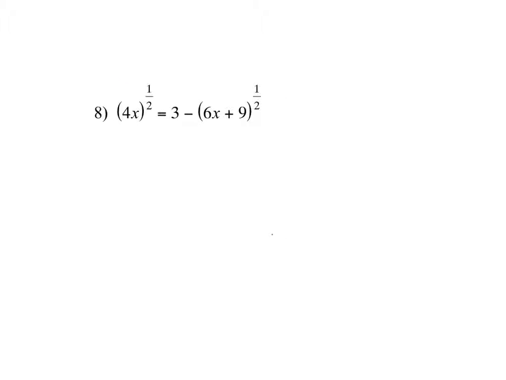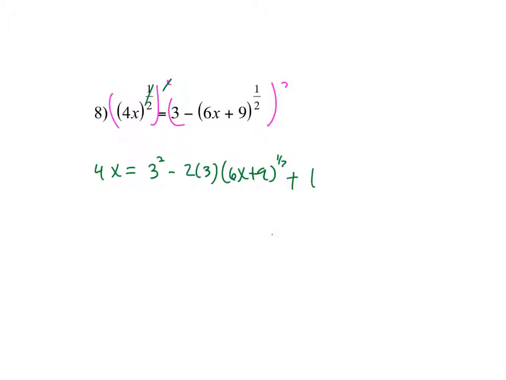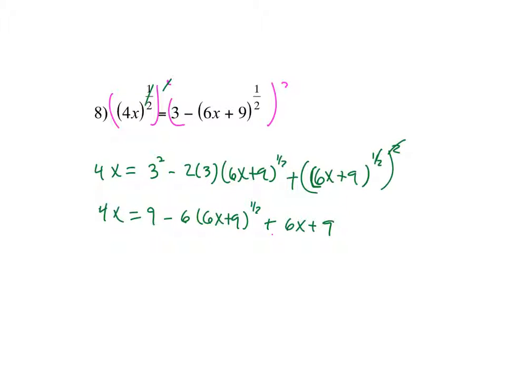Okay, so again here, I'm going to start by squaring on both sides. So this cancels out, so 4x equals 2. The first one squared, so 3 squared, minus 2 times the first one times the second one, so 3 times 6x plus 9 to the 1 half, plus the second one squared, so 6x plus 9 to the 1 half squared. So 4x equals 9 minus 6 times 6x plus 9 to the 1 half plus, this cancels out, 6x plus 9. So let's simplify. So 4x equals 6x plus 18 minus 6 times 6x plus 9 to the 1 half.